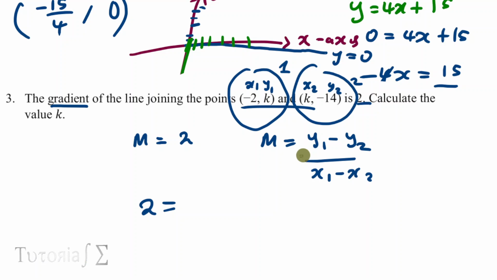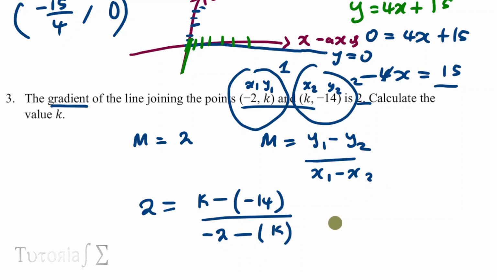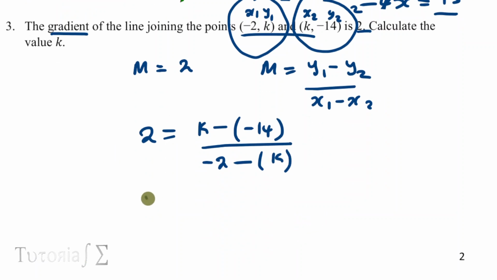So 2 will be equals to, what is our y1? Our y1 is k minus, what is our y2? So our y2 is negative 14, so we put it in brackets like that. So over our x1 is negative 2 minus, what is our x2? Our x2 is k. Okay, so now we can simplify this equation. So we have 2 equal to k, then negative times negative, that will give us positive 14. Over here we have negative 2. So negative times positive will be negative k.